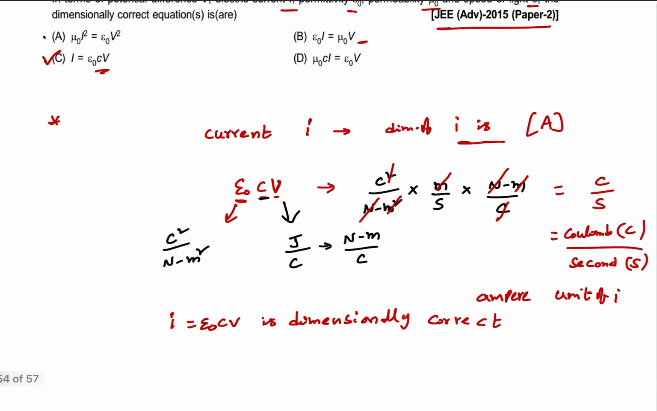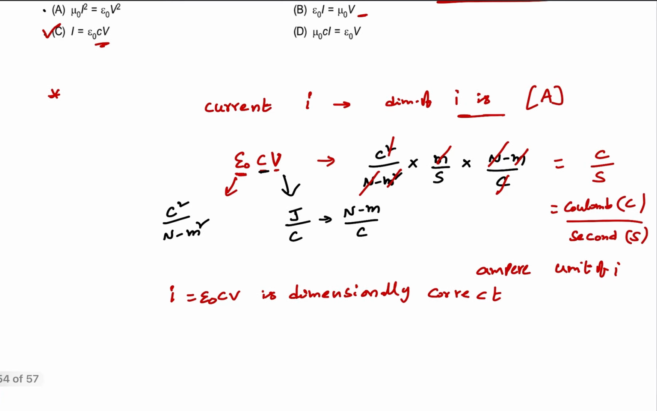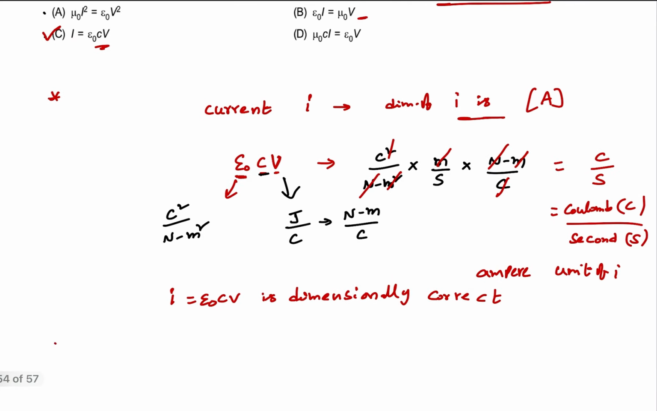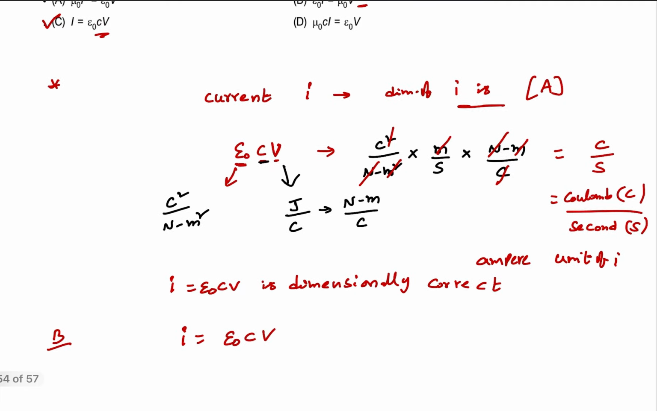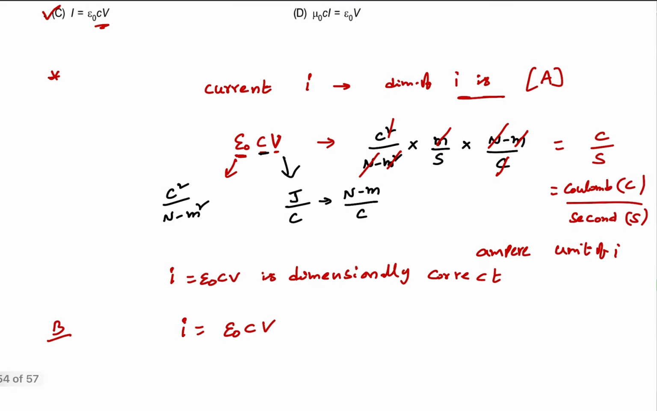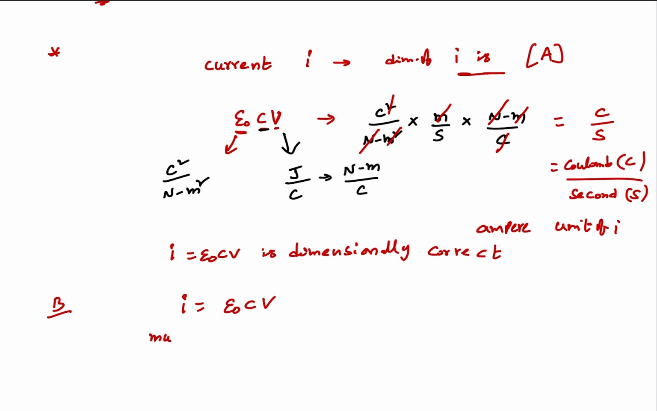Now I have been asked which relation is dimensionally correct, so option C is the correct option. If option C is correct, obviously I have to check the remaining options also. You check the second option. For option B I am checking. I is equal to epsilon naught C into V.